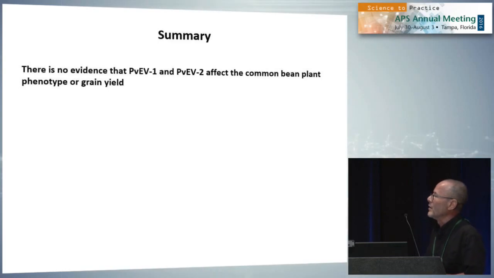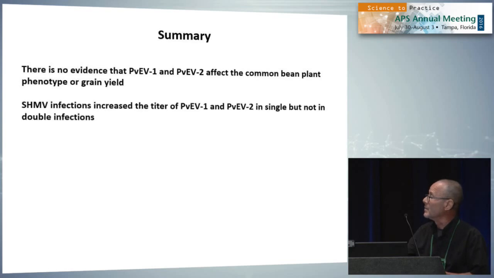In summary, there is no evidence that these two viruses in common bean affect the phenotype or the grain yield. Some hemosaic virus increases the titer of PVE1 and PVE2 in single but not in mixed infections.